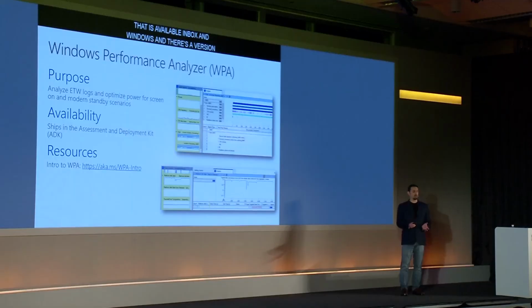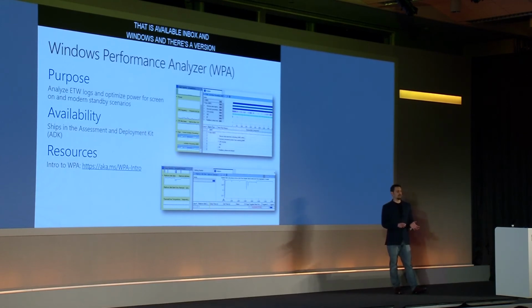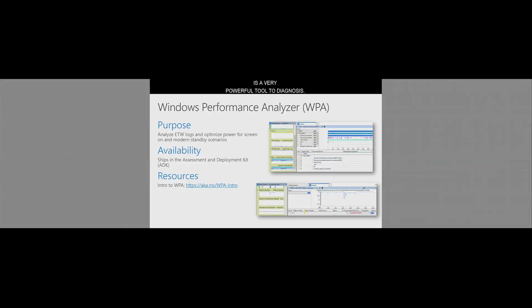WPA is a very powerful ETW analysis tool that can be used to triage and diagnose both performance and energy efficiency issues. This tool is available in the ADK, and you'll hear a lot more about WPA tomorrow during Sylvain's performance session. In this talk, we'll briefly review a new view that provides insights into what the system timer resolution looks like and which apps are trying to lower the system timer resolution.